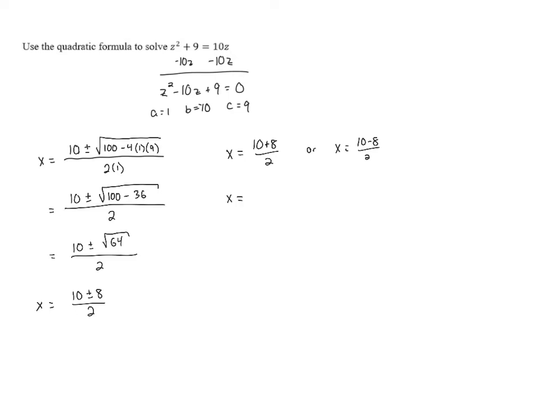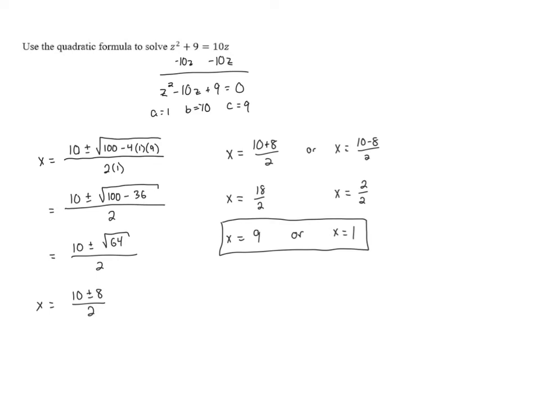For the first one, 10 plus 8 is 18, so we've got 18 over 2, and 18 divided by 2 is just 9. So the first solution is x equals 9. For the second one, 10 minus 8 ends up being 2, and we have 2 divided by 2, which gives us 1. So the other solution is x equals 1. And in this problem, our final answer is x equals 9, or x equals 1.